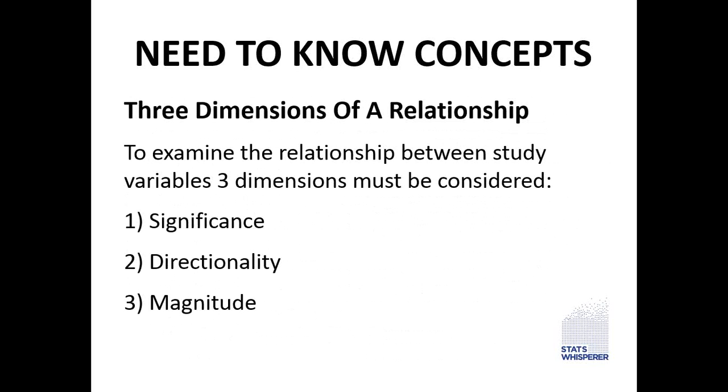Okay, now, the three dimensions of a variable relationship. This is actually something you don't see much, these three dimensions listed as a cluster like this, but this is very, very important. To examine the relationship between study variables, you need to consider three dimensions: one, significance; two, directionality; and three, magnitude. So again, whenever we look at the relationship between variables, we want to know significance, directionality, and magnitude.